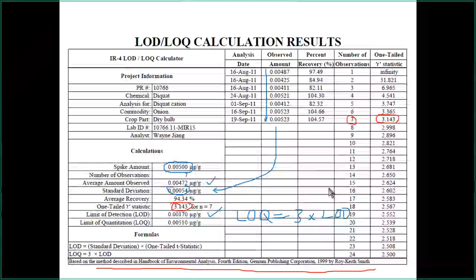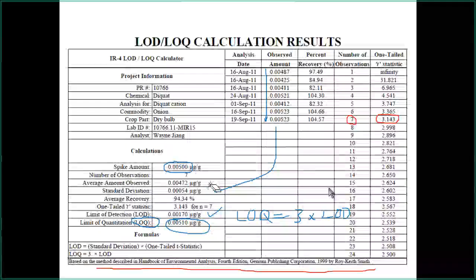Okay, so if you do that, you get this number. And this is the calculated LOQ. Okay, now we need to remove all these now. We don't need any of these.